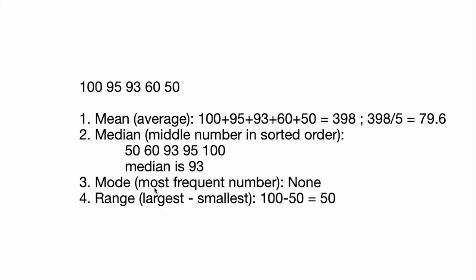Mode is the most frequent number in a data set. If there isn't any, then there is no mode. So in this case, there is no mode. Range is the largest minus the smallest. Largest is 100, smallest is 50. So the range of this data set is 50.